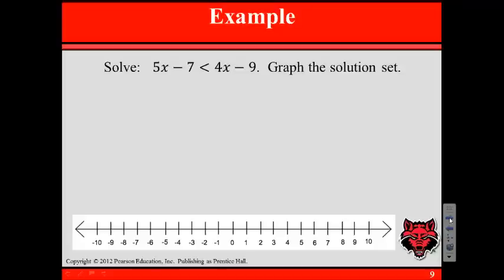So now we want to move all of our variables to the left side, all of our numbers to the right side. So we subtract 4x from each side of the inequality. The opposite 4x's cancel on the right-hand side. We're left with negative 9.